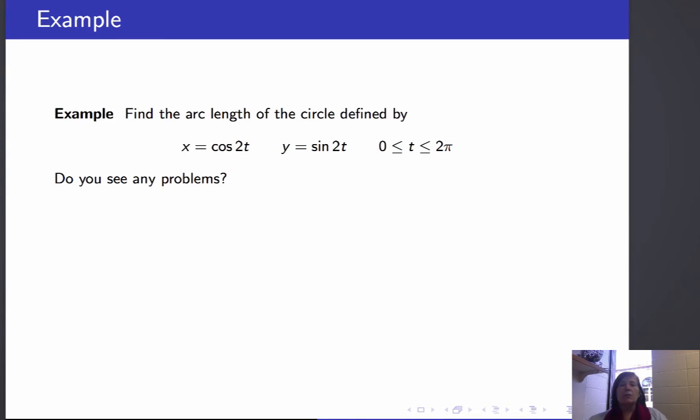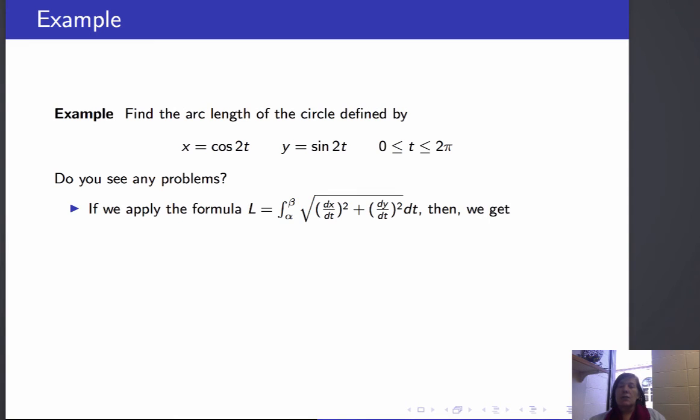Let's try another one. We'd like to find the arc length of the circle defined by x equals cosine 2t, y equals sine 2t, as t runs from 0 to 2 pi. Now you might think carefully about this. We've drawn this curve before, but remember this traces out the circle twice. So if we apply our formula, we have the integral from alpha to beta of the square root of dx dt squared plus dy dt squared.